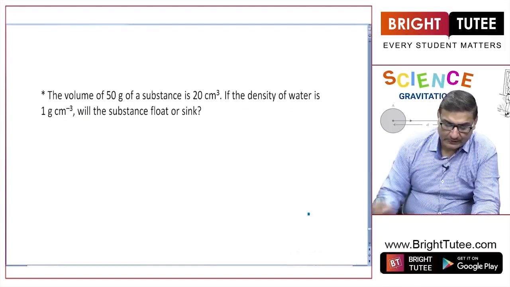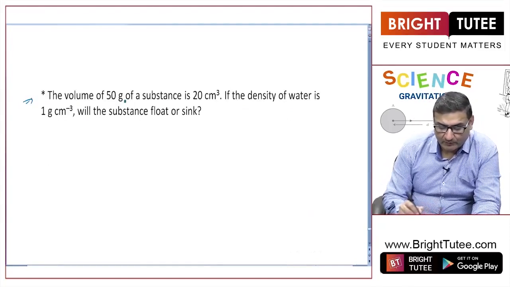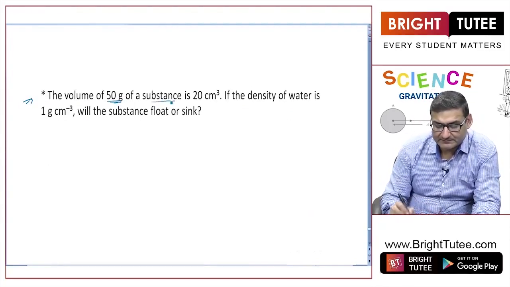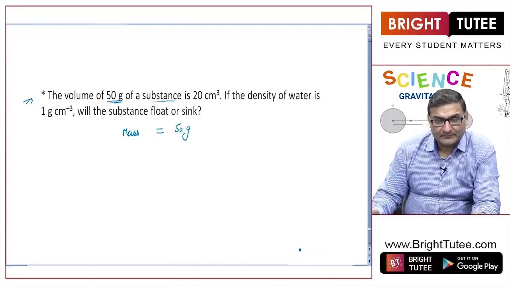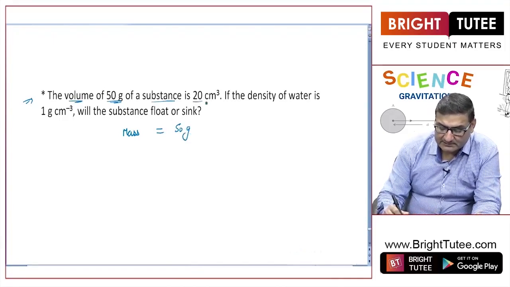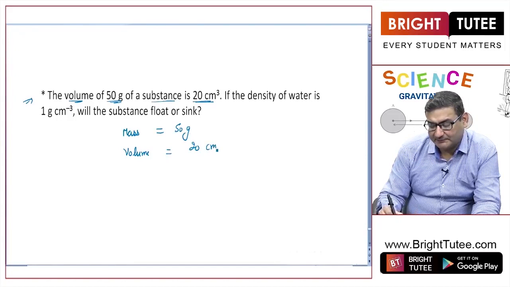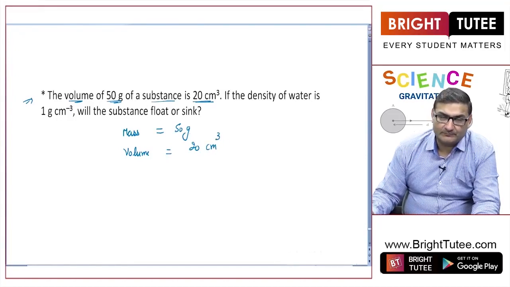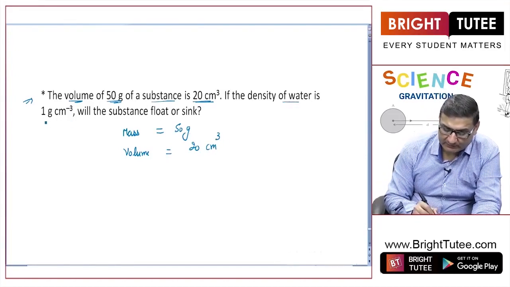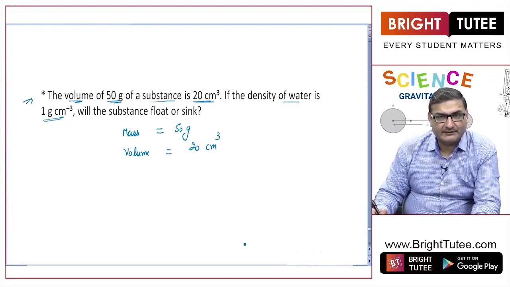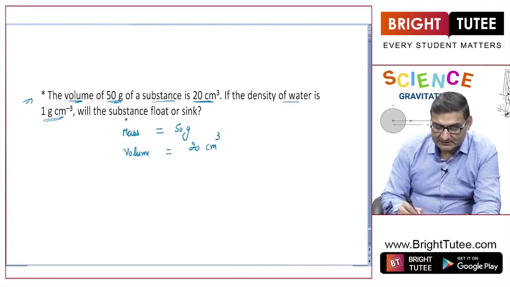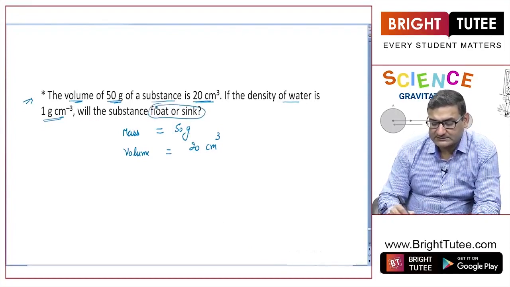Let us see the next question. The volume of 50 gram of a substance: we are given the mass of a substance, that is 50 gram, and the volume is 20 centimeter cube. So the volume is given to be 20 cubic centimeter. Now if the density of water is 1 gram per centimeter cube, that we already know, will the substance float or sink?